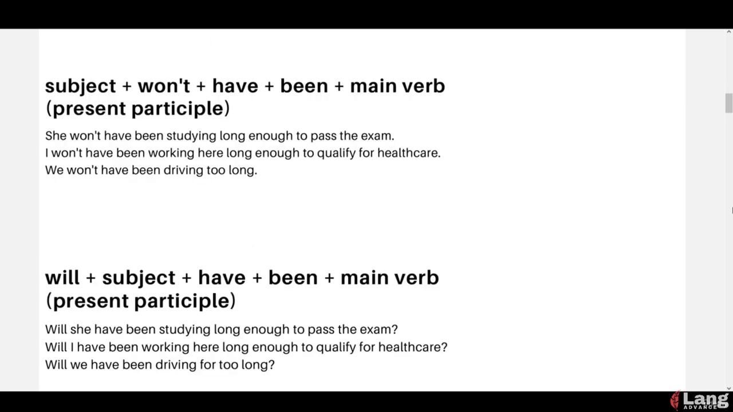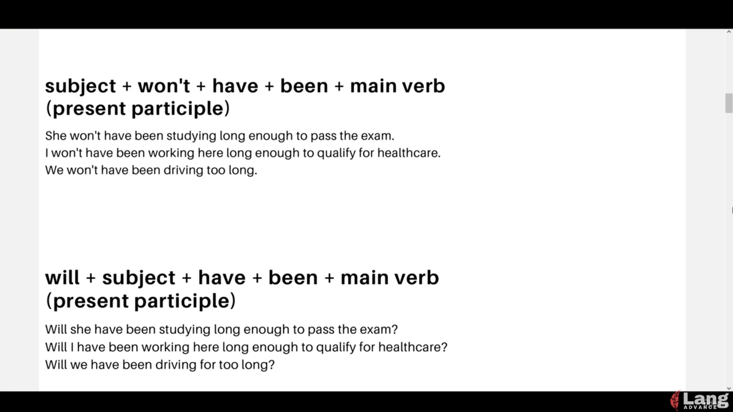If we want to express a negative sentence, we say, subject won't have been, and then the main verb. She won't have been studying long enough to pass the exam. I won't have been working here long enough to qualify for healthcare.